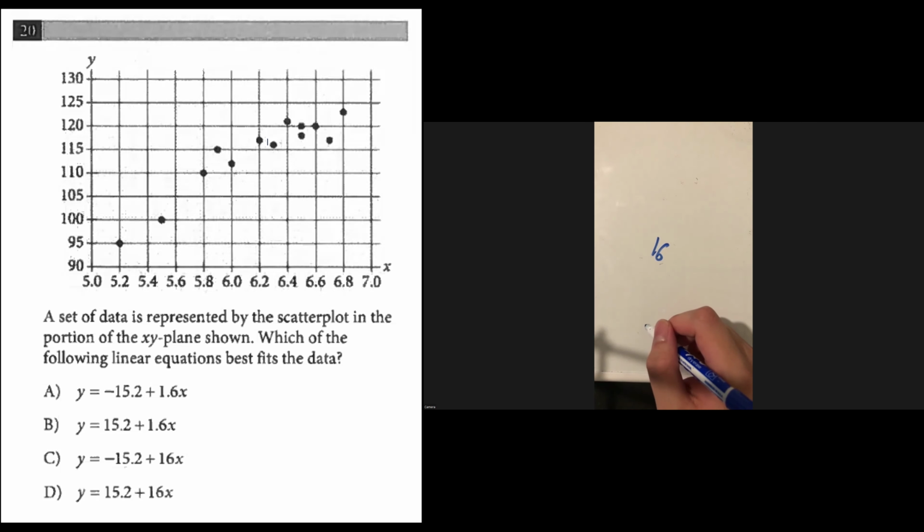And then for the y-intercept, we just have to work backwards from x equals 5 to x equals 0. So at x equals 5.2, it's at 95. So let's just go back to x equals 5 and say it's 95. So to get from 5 to 0, you decrease x by 5. So you just do 5 times the slope. So 5 times 16, which is equal to 80.